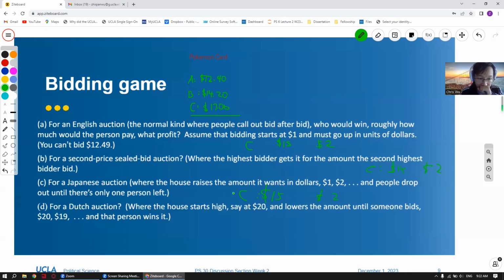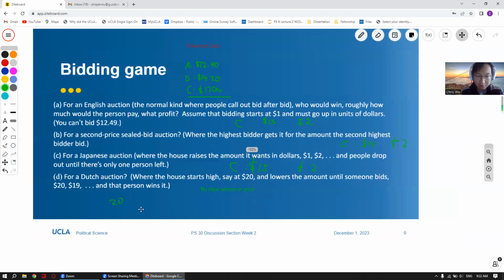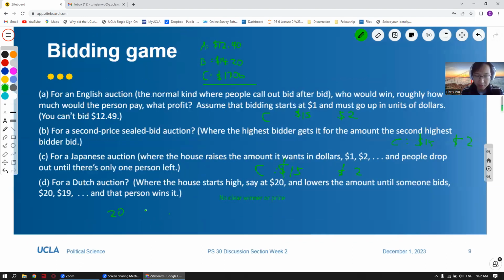Okay. All right. Now, for Dutch auction, where the house starts high, say at $20, this is a wild card, and lowers the amount until someone bids, right? So it's bidding down. So for this, no clear winner or price. Why is that? Because let's say the house calls out $20, nobody would say I want it, right? $19, nobody says I want it. $18, nobody would say I want it, and $17, nobody would say. Well, C now has incentive to potentially say I want it, right?